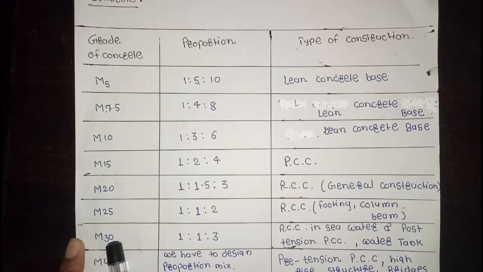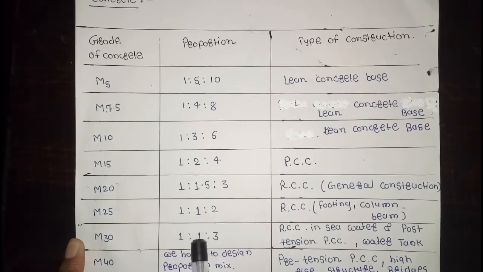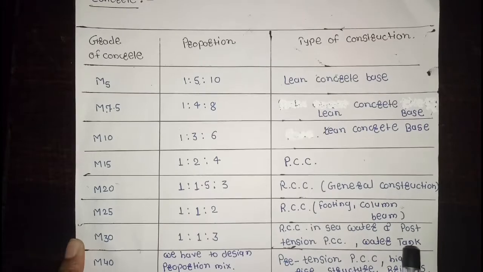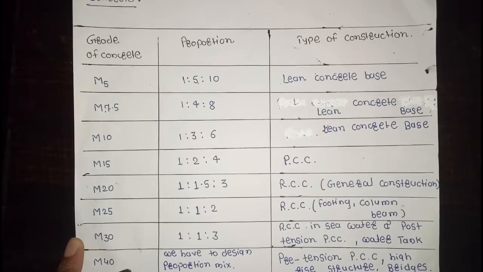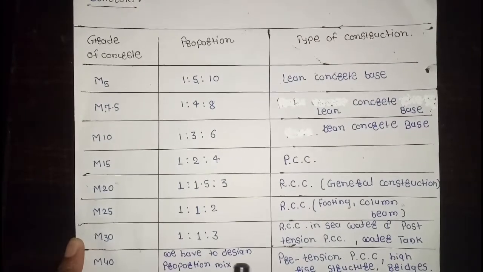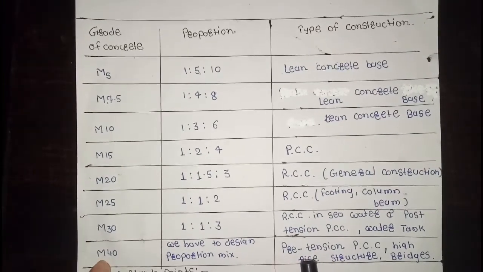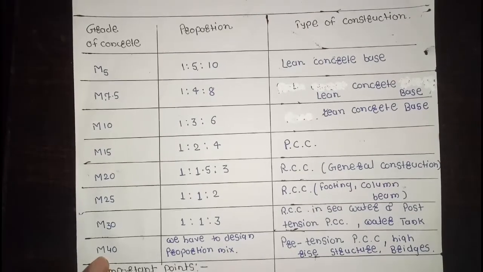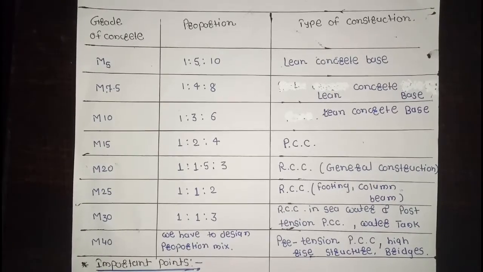M30, the ratio of proportion of M30 grade of concrete is 1:1:3 and used for RCC in seawater, post-tension PCC and water tank. M40, there is no proportion, we have to design the proportion mix, and it is used for pre-tension PCC, high-rise structure and bridges.